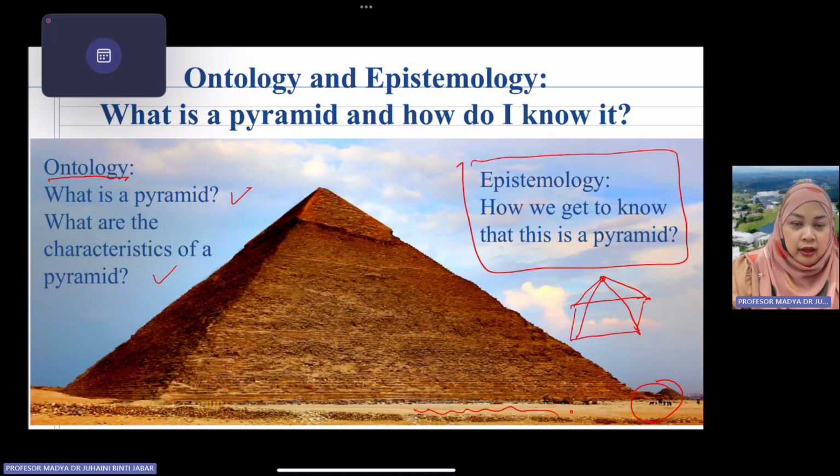So when you talk about the values and ethics of building maybe pyramids, or the issues relating to building a pyramid, that is what we call the axiology approach.